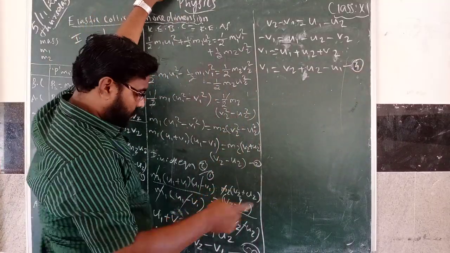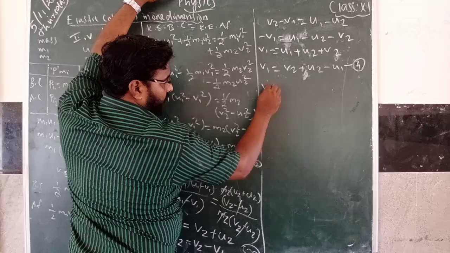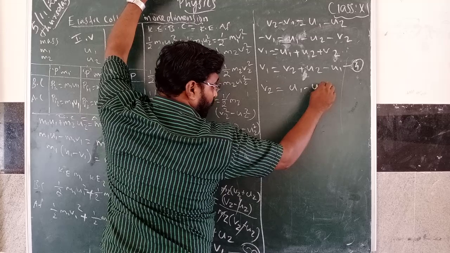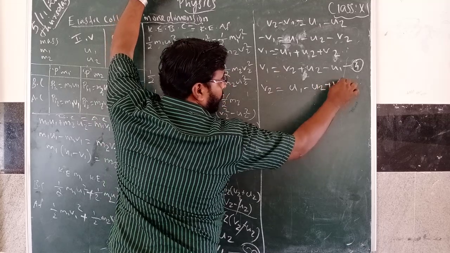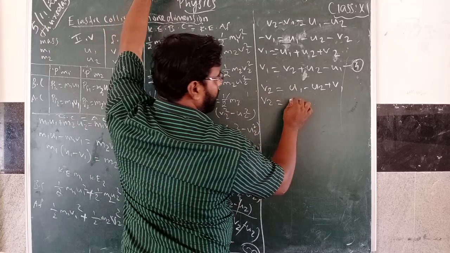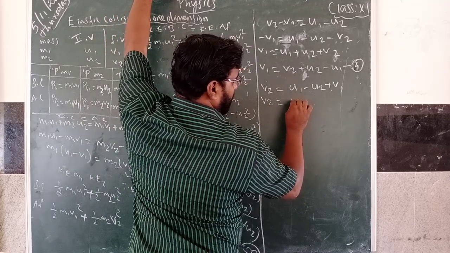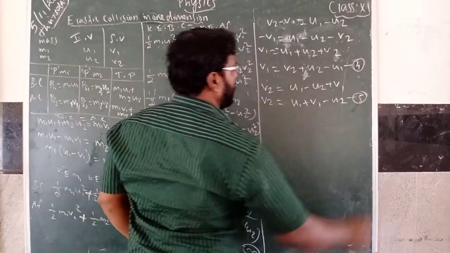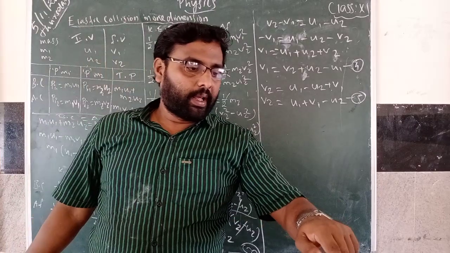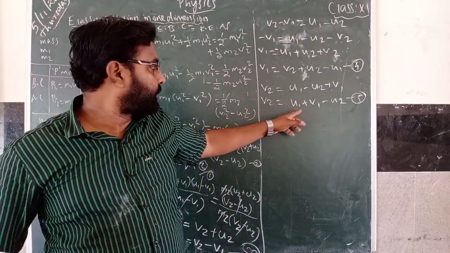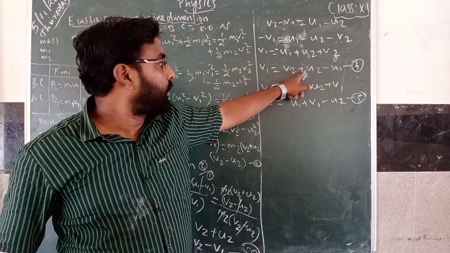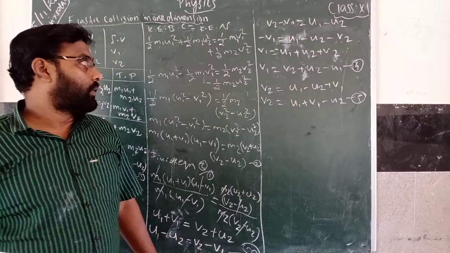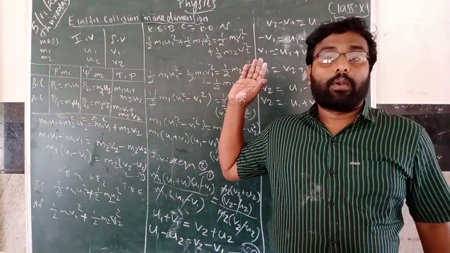Next you can find v2 from this equation. So v2 is equal to u1 minus u2 plus v1. So v2 is equal to u1 plus v1 minus u2. This is equation number 5. Now you got v1 and v2. v1 is equal to v2 plus u2 minus u1. v2 is equal to u1 plus v1 minus u2. This is what we have found for the velocity.